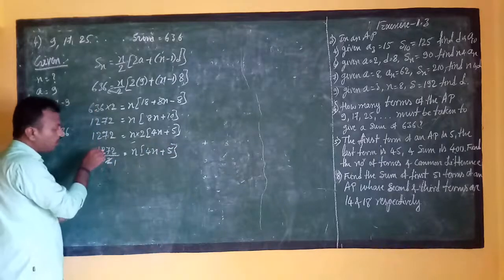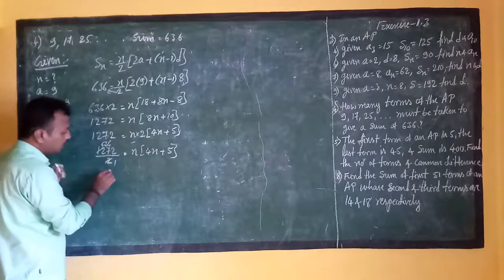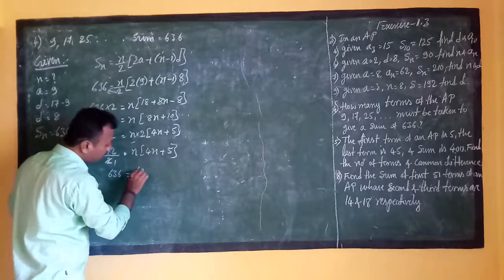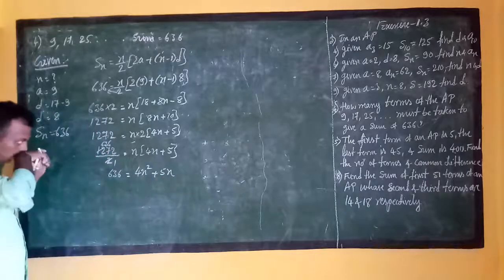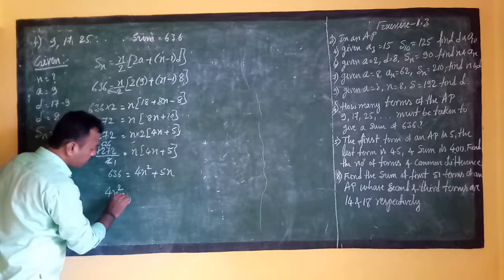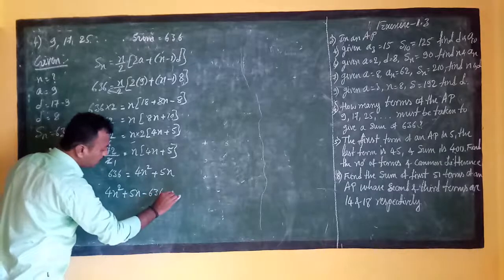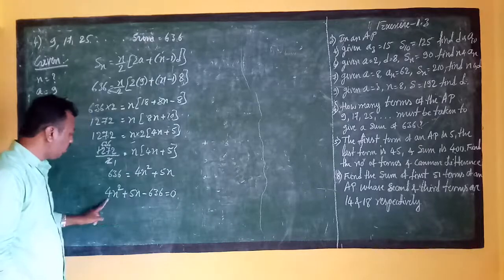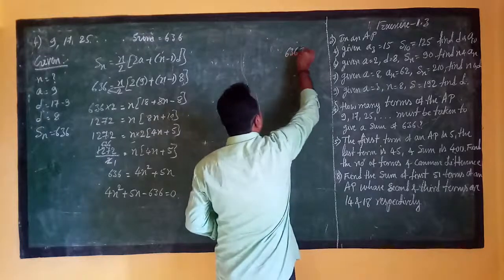Next students, we have divided: 2 1s are 2, 2 6s are 12, 2 3s are 6, 2 6s are 12, so 636. 636 is equal to n into 4n plus 5n, that is 4n square plus 5n. Now 4n square plus 5n, 636 becomes minus 636, equal to 0. Now this 636 into 4.